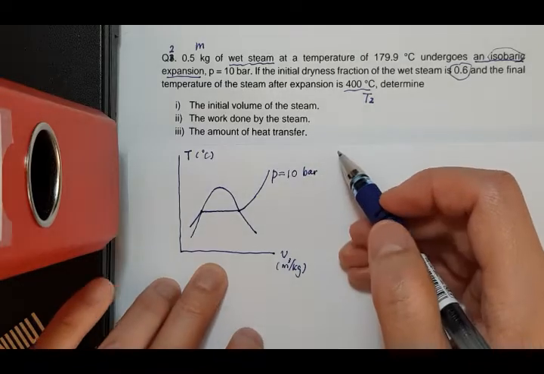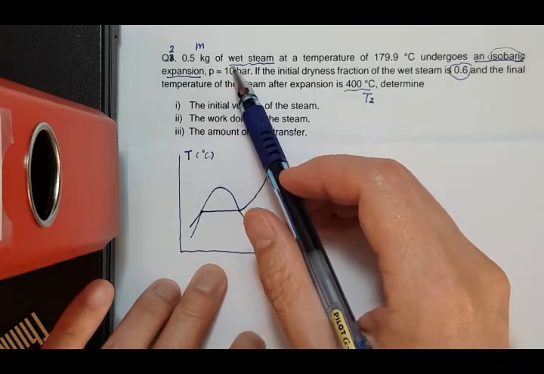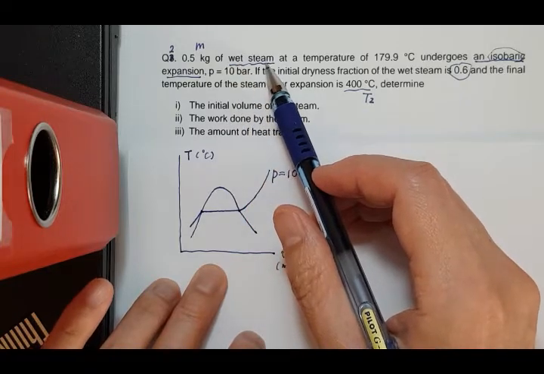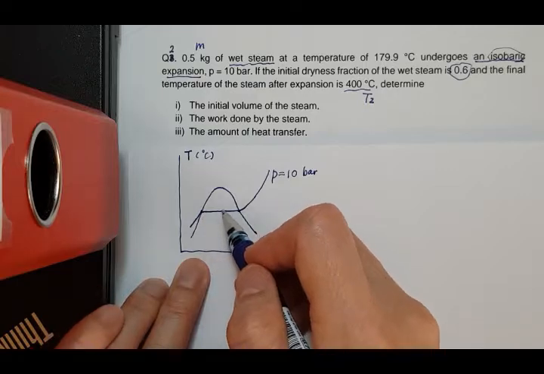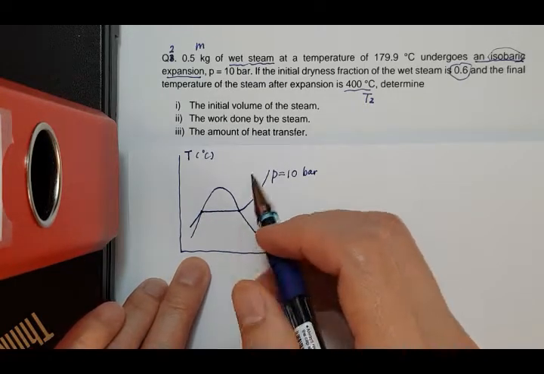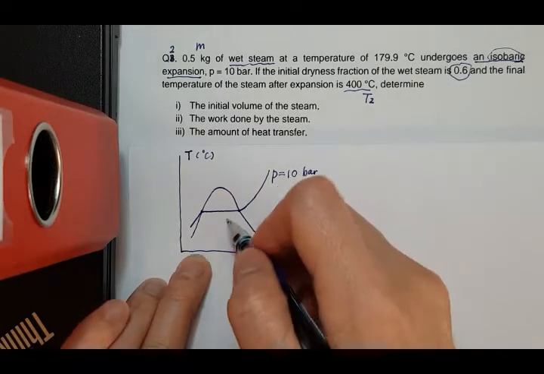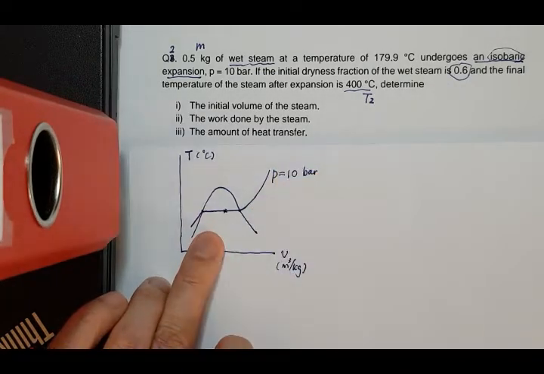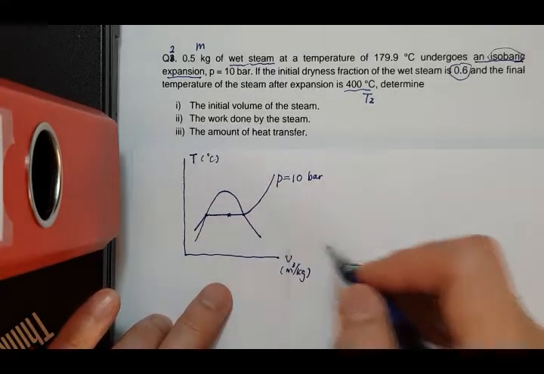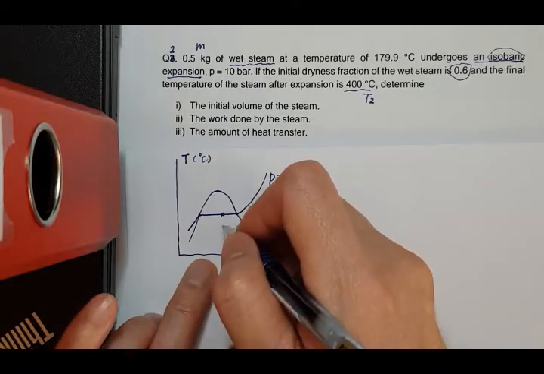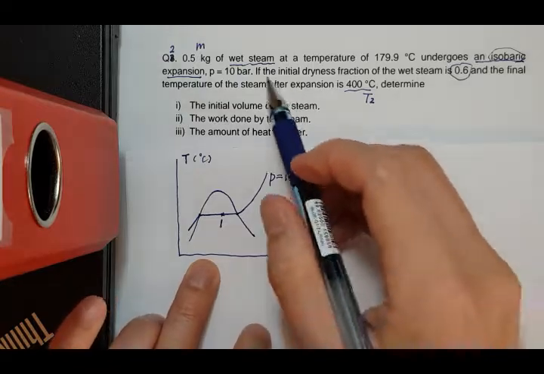Now we need to find out the initial point and the end point. Initially this is wet steam. Wet steam can only be in this section here, and because we have a dryness fraction of 0.6, it's maybe about here. You don't need to plot the exact, very accurate position, we just need to give a rough position like that. So this is point 1, because it's definitely a wet vapor.